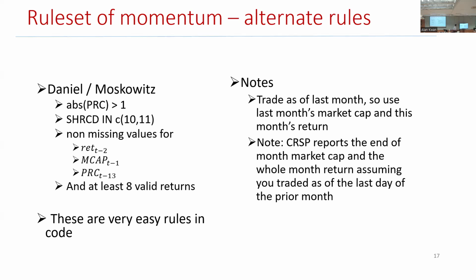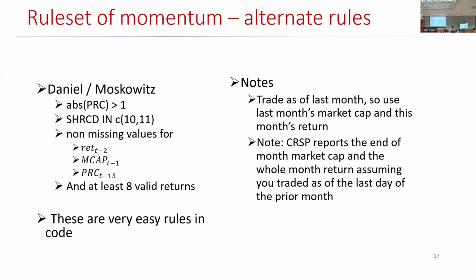Basically, if you just translate it into bullet points, this is literally what it looks like. There's a field called share code in 10, 11. Sorry, I missed one. There's a field called share code that's 10, 11. And again, we'll just show this in code.